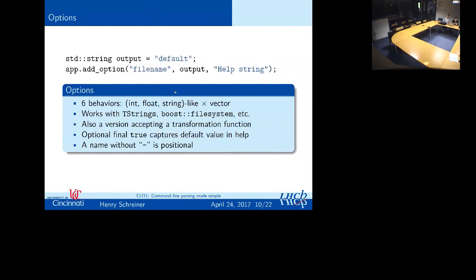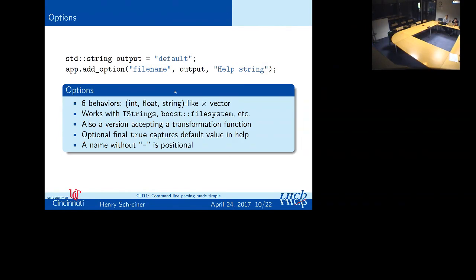This is adding an option. You can simply set up a value. It supports 6 different types of values: an int-like, a float-like, a string-like, and then it can also take a vector of any of those 3. It correctly selects the behavior based on the value that you give. And because it's using this templated approach, you can do T-strings or boost filesystem or anything you'd like here, as long as it behaves like a string, as long as it takes assignment from a string.